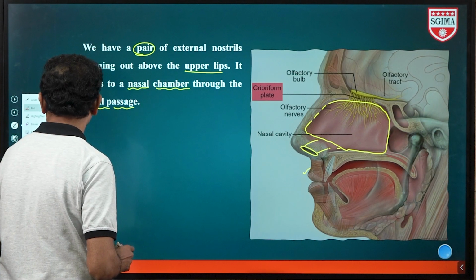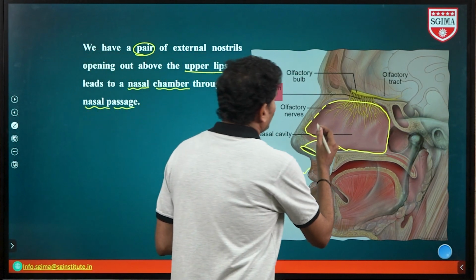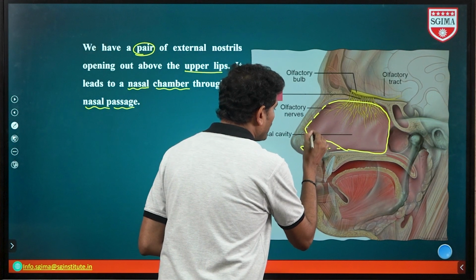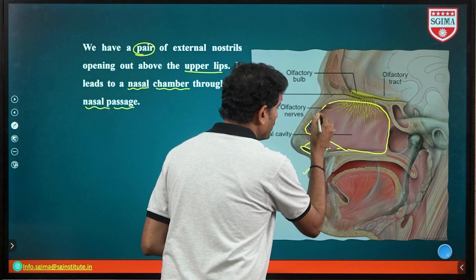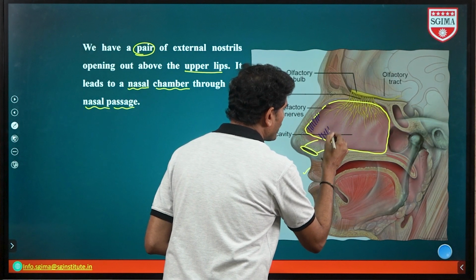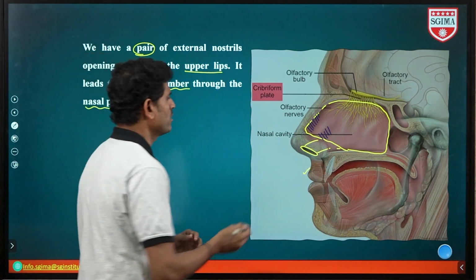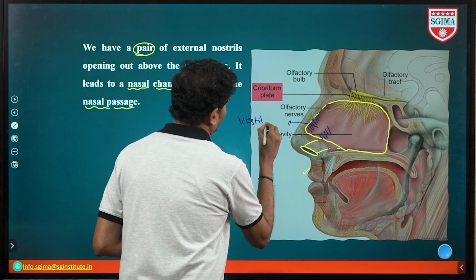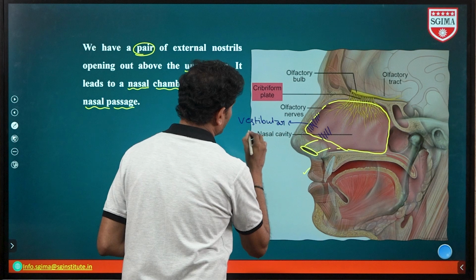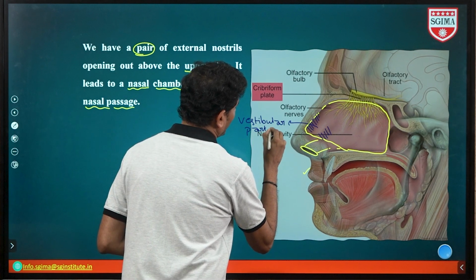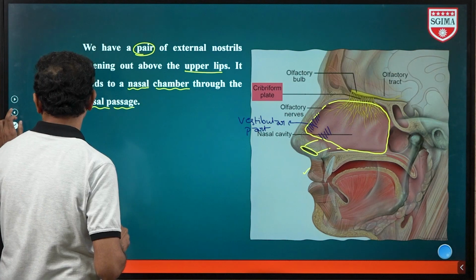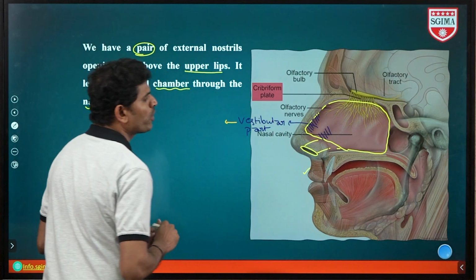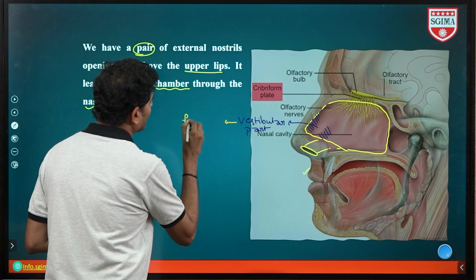When the nasal passage opens into the nasal chamber, first of all a number of hair-like structures are present. This area is known as the vestibular part. What is the function of this vestibular part? Due to the presence of hairs, this part filters the air.